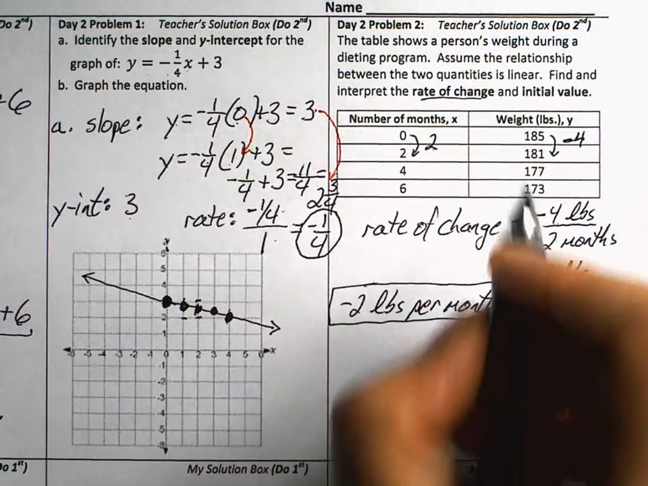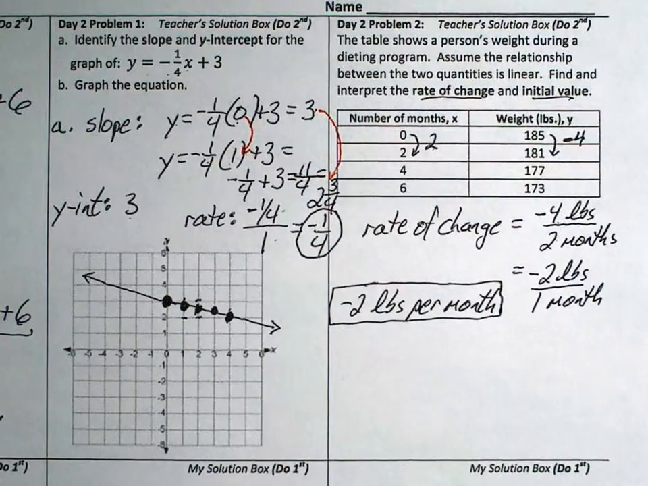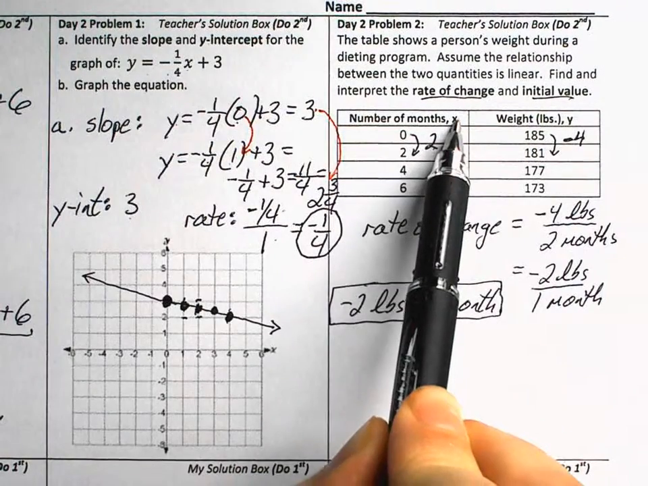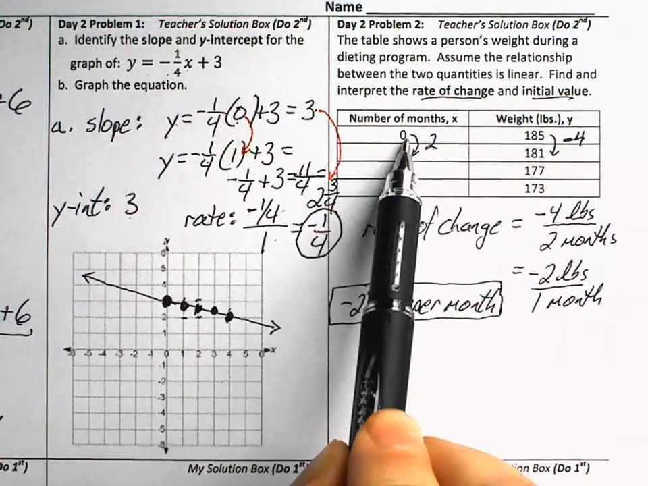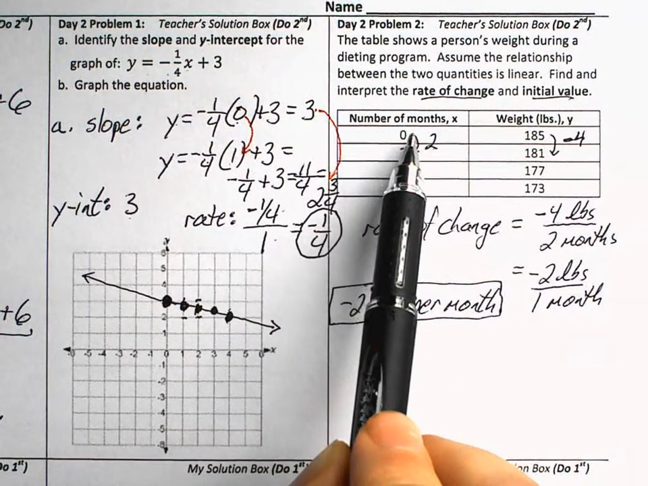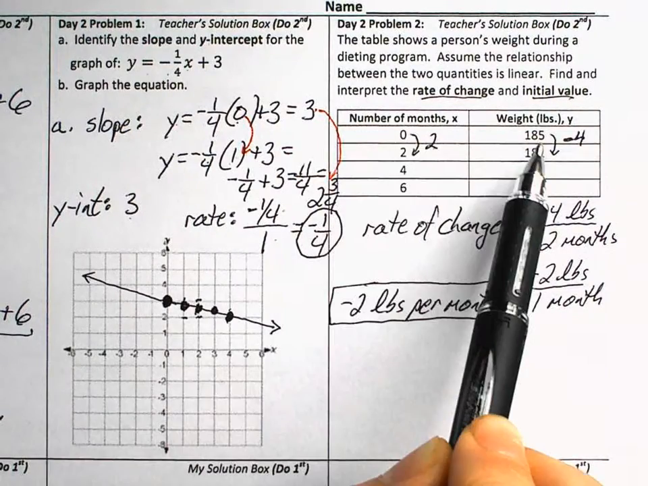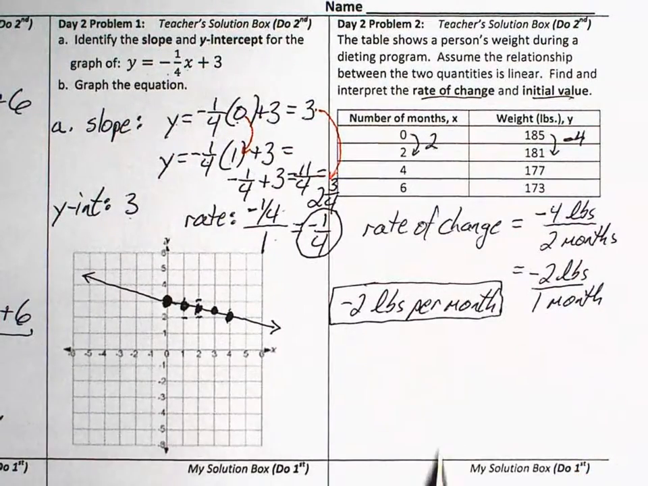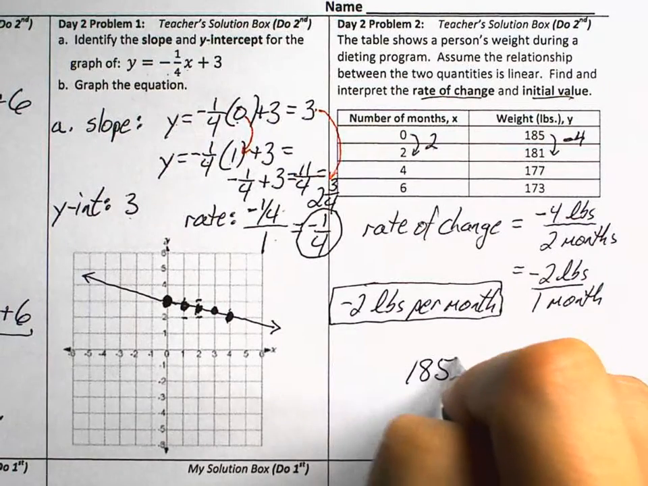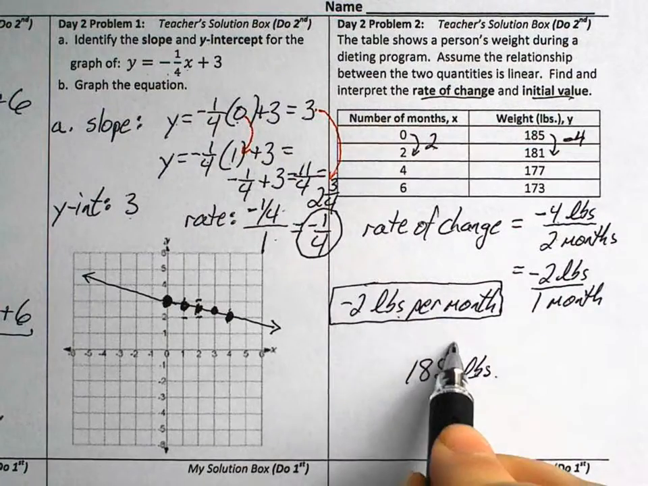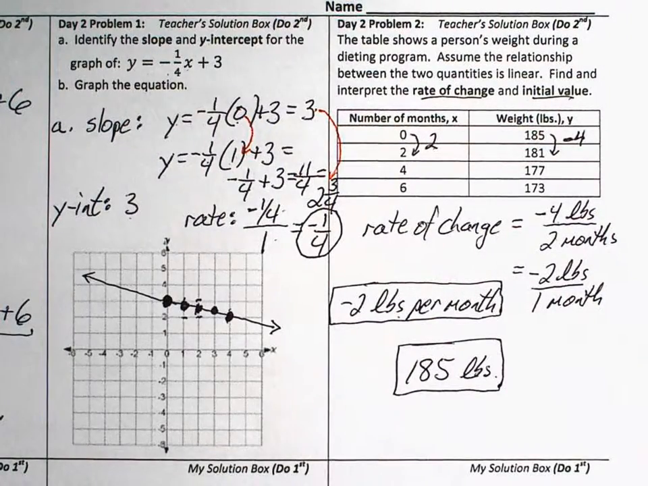Now we're asked for the initial value. What was the person's weight to begin with before they started the dieting program? That would be like finding what's the value of y when x is 0. And there's actually a 0 in the table. So whatever the value of y is when x is 0, that is the initial value. That's 185 pounds. So we have the rate of change, and we have the person's initial weight.